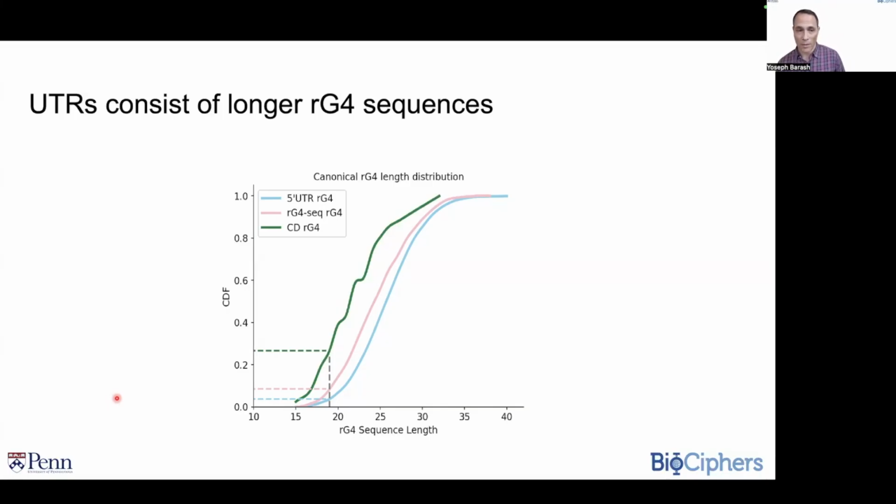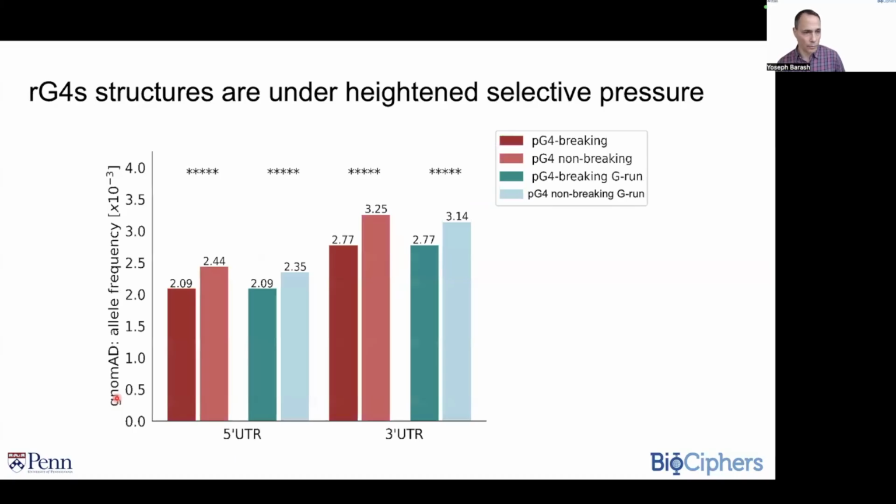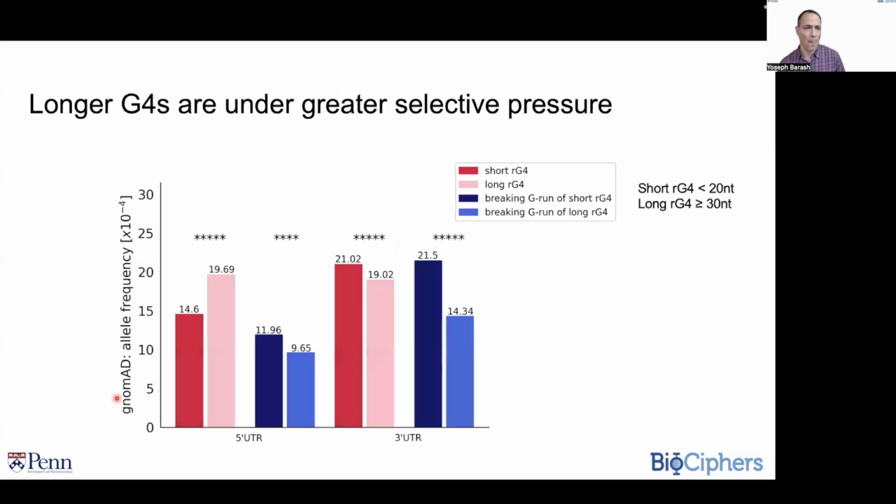And once we have this algorithm, of course, we can evaluate different things with this G-former model. So when we look at breaking versus non-breaking, whether it's within the G-run or even not within the G-run, we see significant difference, again, in allele frequency, again indicating negative selection. And when we look at short versus long, coming back to that question, again, we see a difference. So there seems to be more negative selection in terms of allele frequencies on the longer ones, actually. So indicating they might be functional or maybe more sensitive to this as well.